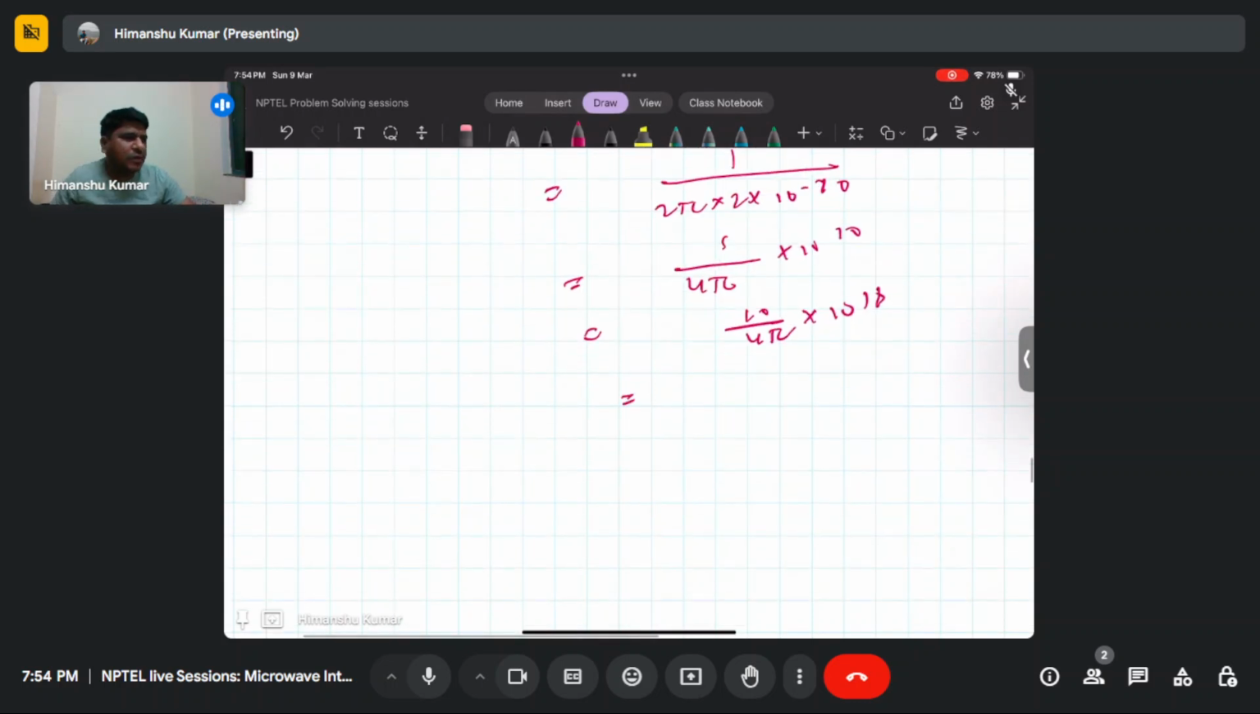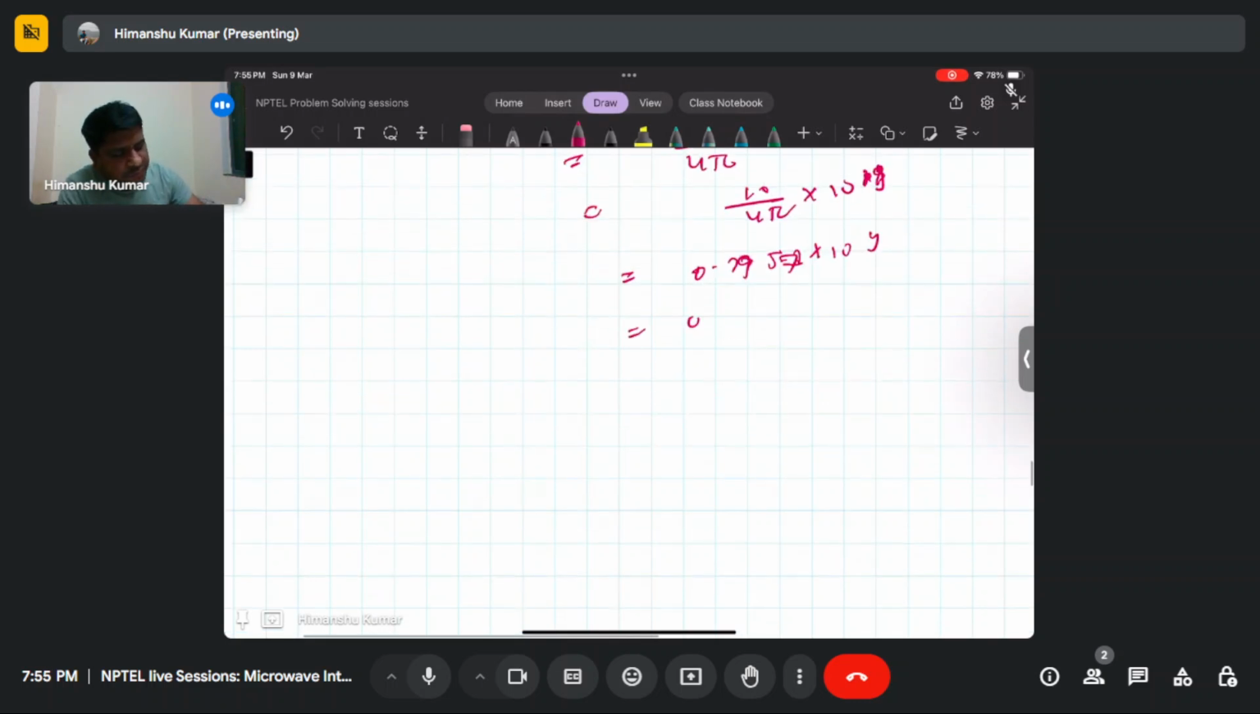So this becomes 0.7957 times 10 power 9, which equals 795.7 megahertz. This will be the resonance frequency F naught.